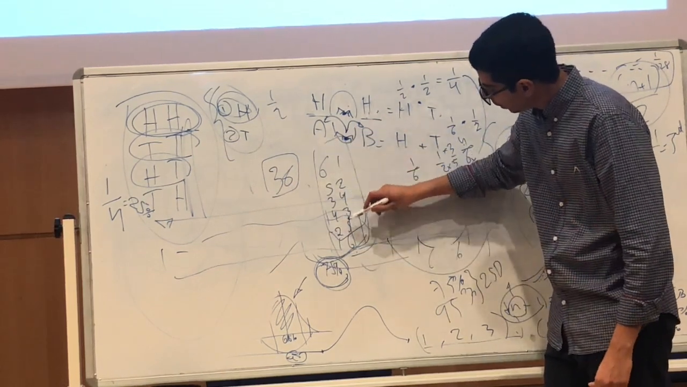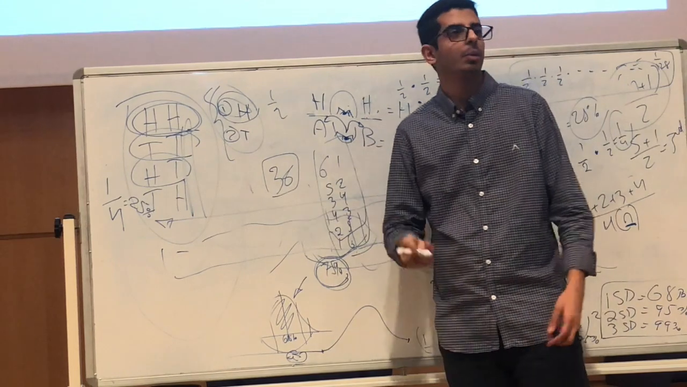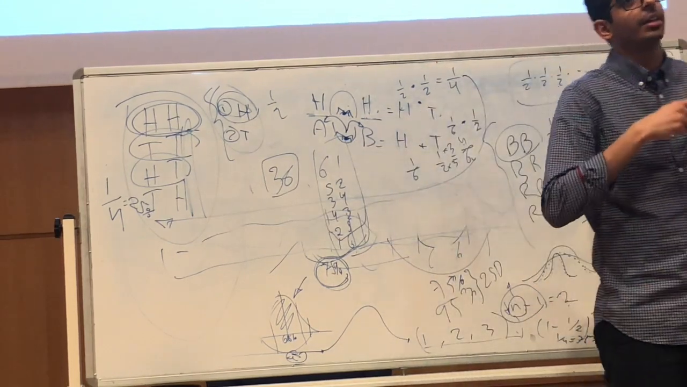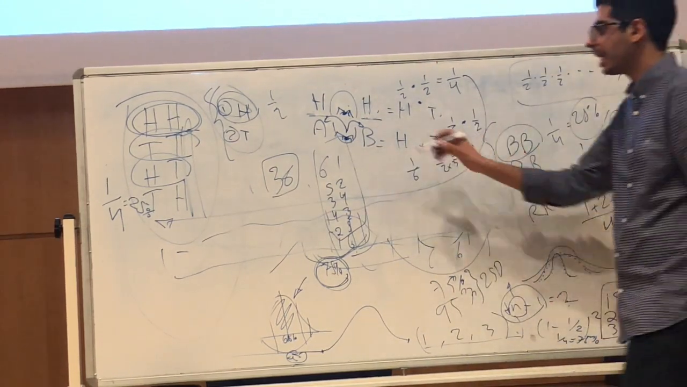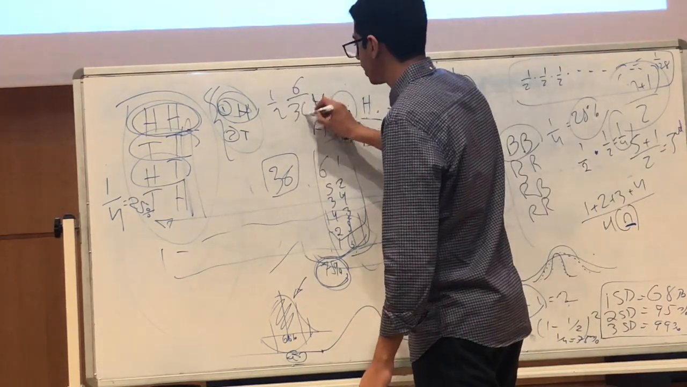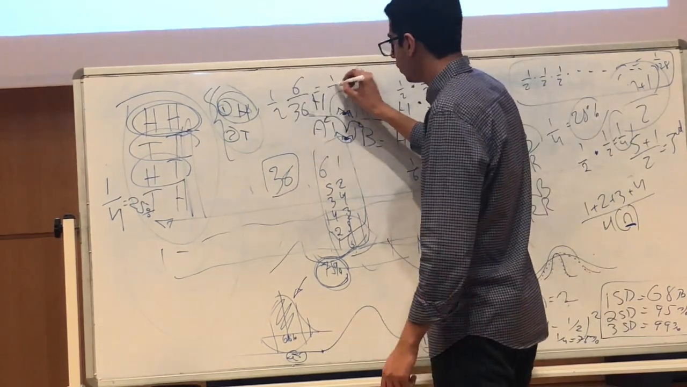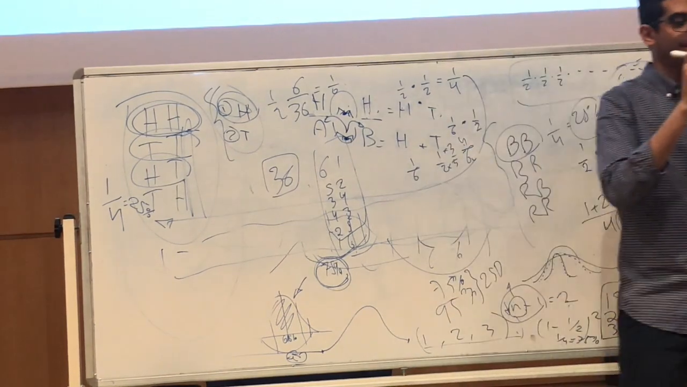So 1, 2, 3, 4, 5, 6. 6 out of 36 is what? 1 out of 6. 6 out of 36, just simplify it, so it's 1 over 6.